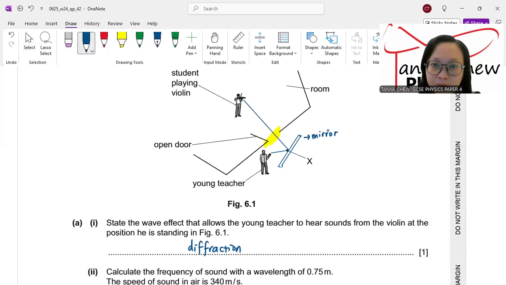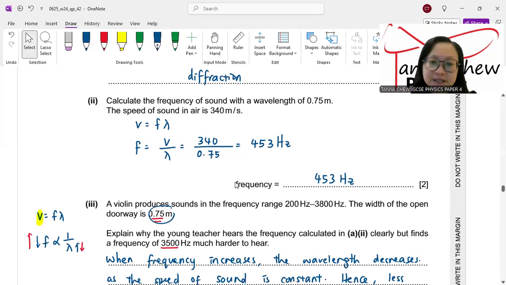So do you still remember the reflection rule? The angle of incidence must be equal to the angle of reflection. So that is why I draw that mirror over there. So the arrow must be coming from the violin to the teacher, or from the student to the teacher, so that the teacher can see the student.